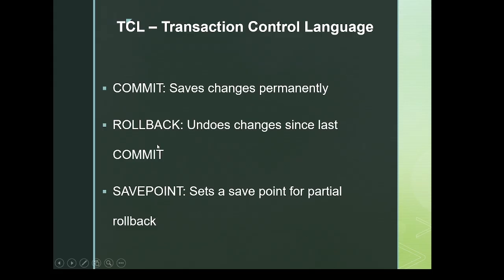So the main TCL commands are commit, which saves the changes permanently, rollback, which undoes the changes since the last commit, and savepoint, which sets a temporary marker inside a transaction so you can roll back to that point if required.